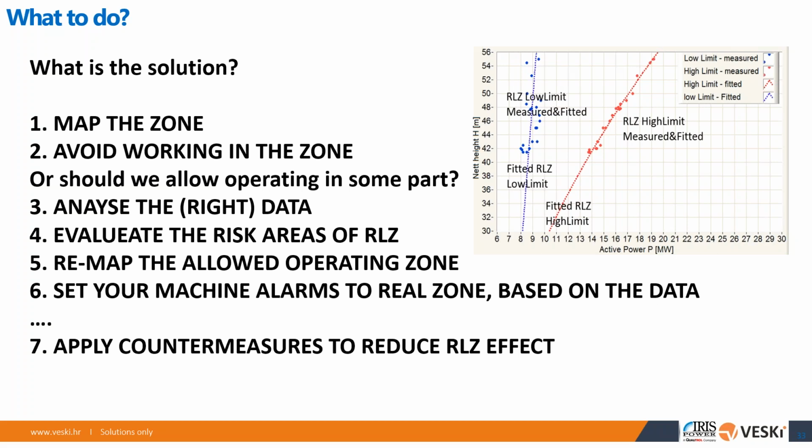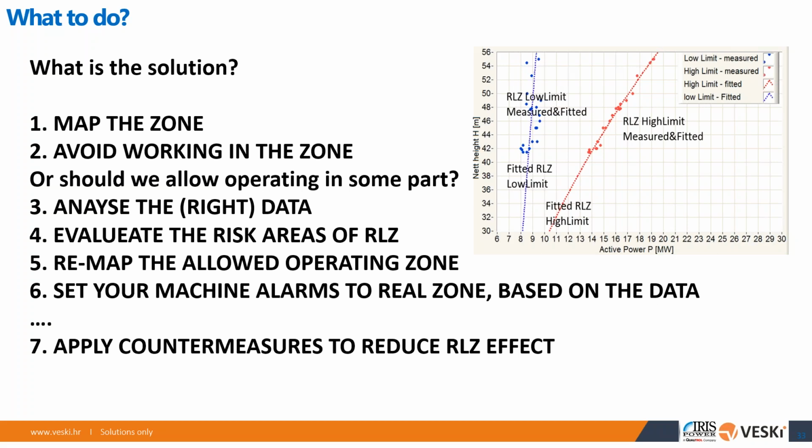So mapping the zone actually means analyzing the right data, which is what I've shown: the correlation between the pressure, the thrust, the axial vibrations, and the radial vibrations. This will give you an indication of what's really happening. If I'm operating in that zone, are my orbits exceeding my bearing clearances? Is that all bad for my machine?